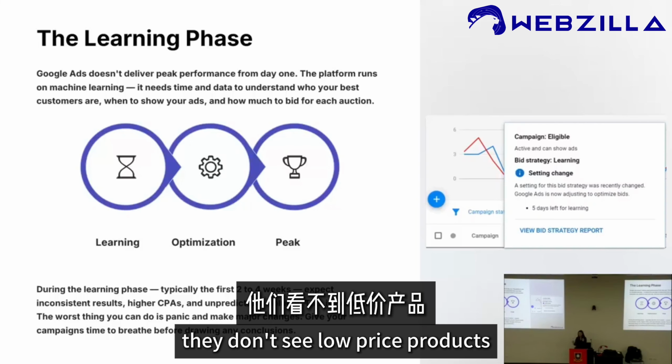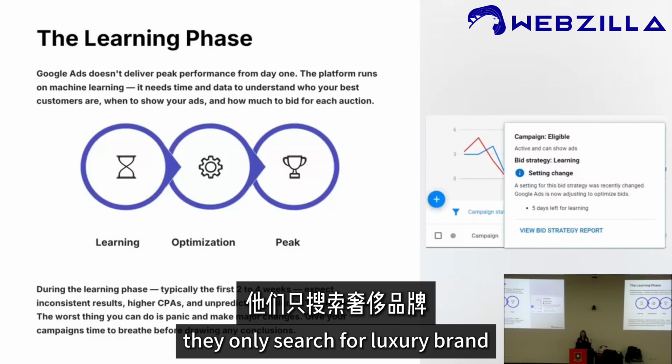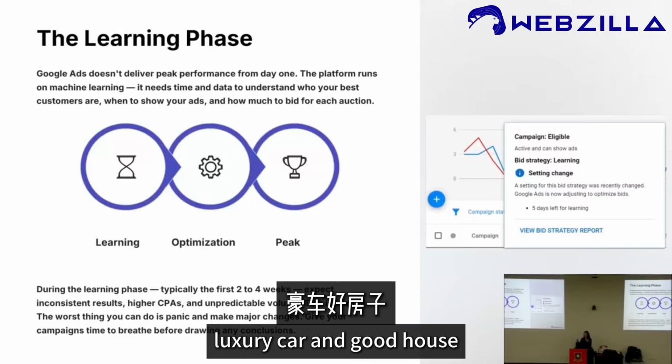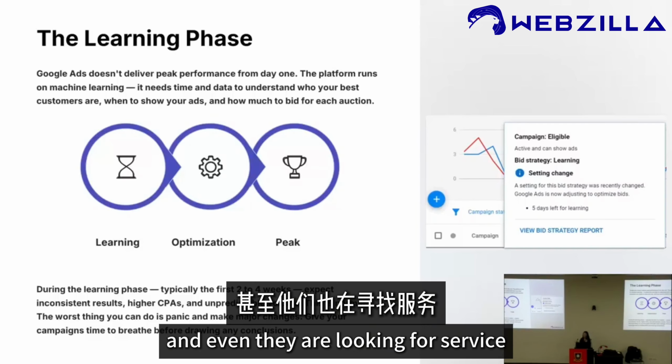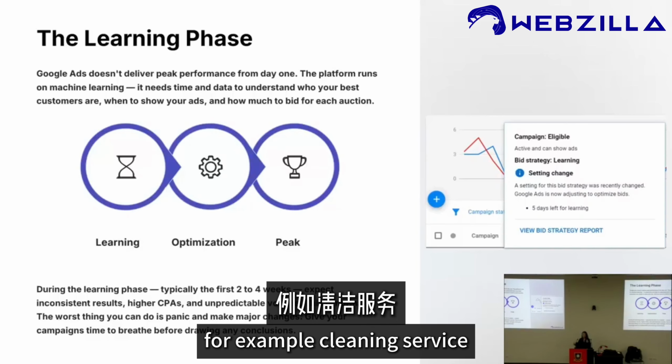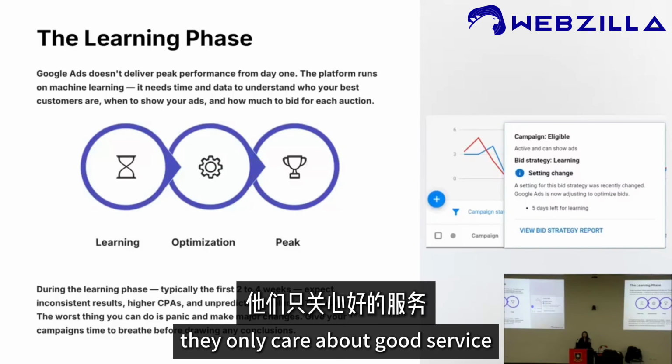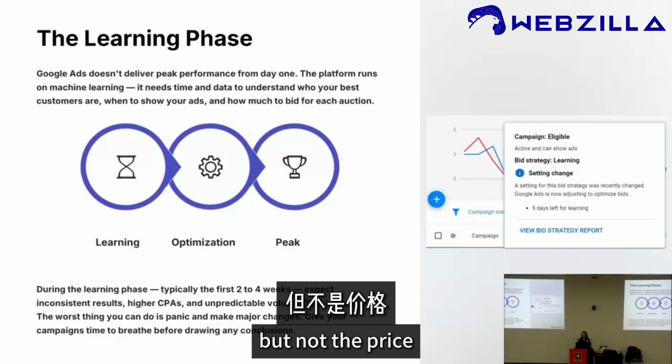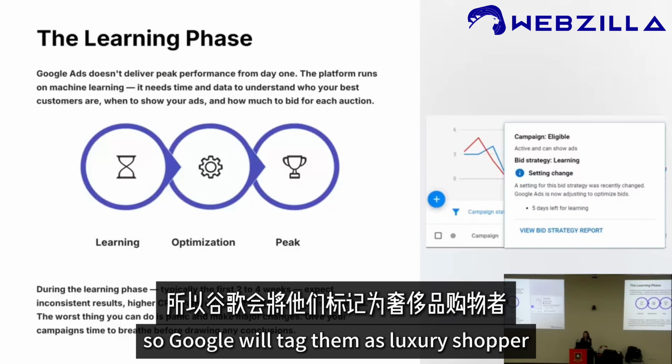A luxury shopper is a customer who does not care about price. They don't look at low-price products. They only search for luxury brands, luxury cars, and good houses. Even when they are looking for a service, for example a cleaning service, they look for a good-review cleaning service. They only care about good service, not the price. They are not price sensitive, so Google will tag them as luxury shoppers.